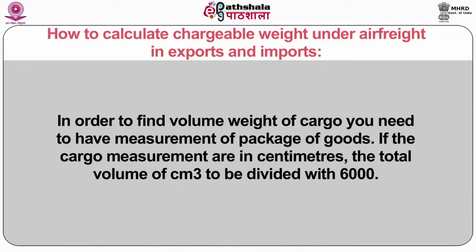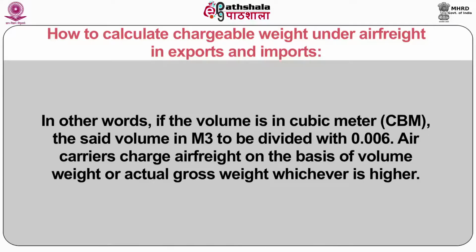In order to find volume weight of cargo, you need to have the measurement of package of goods. If the cargo measurements are in centimeters, the total volume in centimeter cube is to be divided by 6000. In other words, if the volume is in cubic meters (cbm), the said volume in meter cube is to be divided by 0.006. Air carriers charge air freight on the basis of volume weight or actual gross weight, whichever is higher.